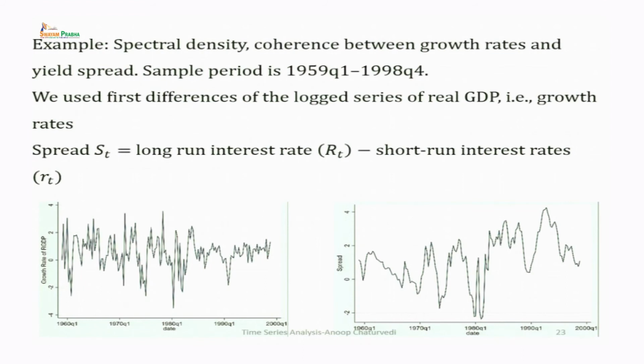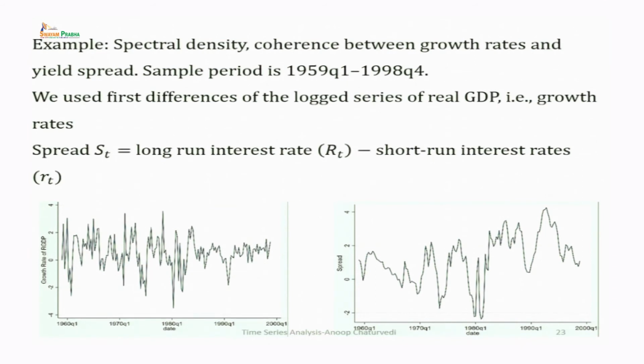For demonstrating our results, we used the time series of first differences of logged series of real GDP, that is growth rates, and spread S t, which is defined as long run interest rate capital R t minus short run interest rates small r t. And then we have data from 1959 quarter 1 up to 1998 quarter 4. And then we have drawn spectral density, and we have also studied the coherency between these two time series.